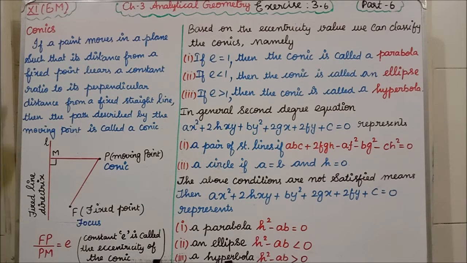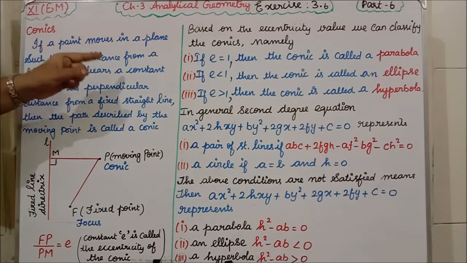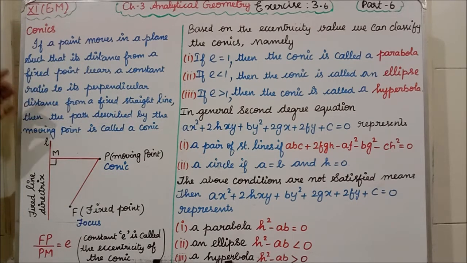Now first you see, if a point moves in a plane, such that its distance from a fixed point bears a constant ratio to its perpendicular distance from a fixed straight line, then the path described by the moving point is called a conic. Can you understand from this definition? I'll explain using this diagram.